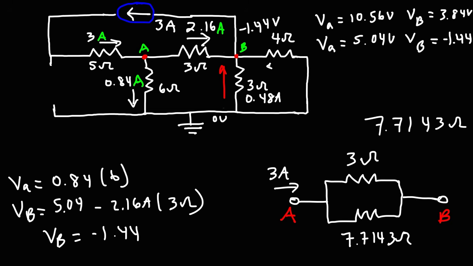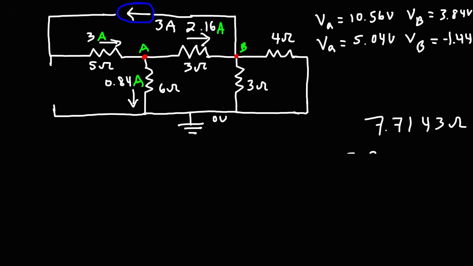The current flowing through the 4 ohm resistor is 1.44 divided by 4, which is 0.36 amps. And these two currents, 0.48 plus 0.36, adds up to 0.84. So far, everything makes sense at this point. So now let's clear away the extra information that we don't need anymore.